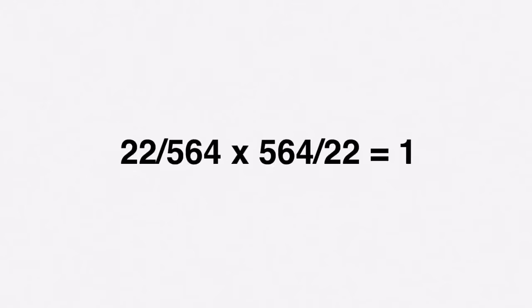Wait, so you're saying, Mr. Weichert, that the multiplicative inverse of 22/564 will equal 1? Well, let's find out. First, we create the inverse, which would be 564/22, and we multiply it. What do we get? 1. Now, if you did the math and multiplied 22 times 564, and then multiplied 564 times 22, you would come up with the same number.